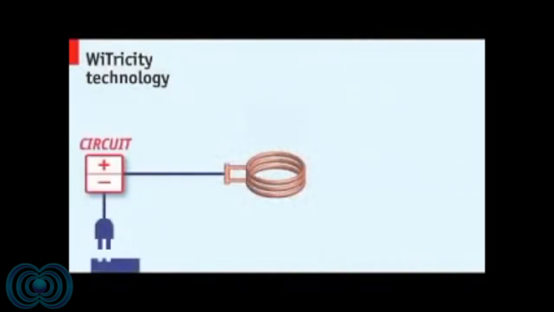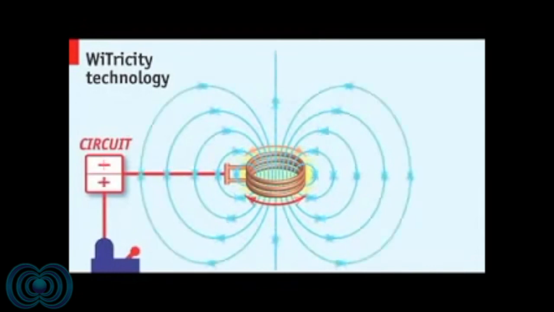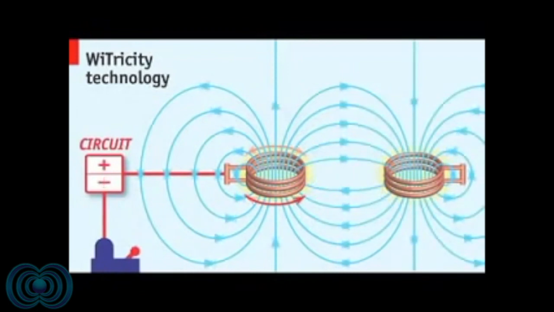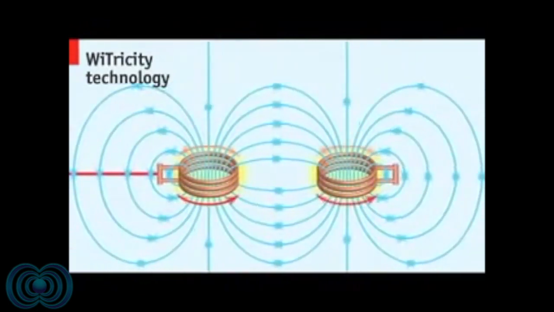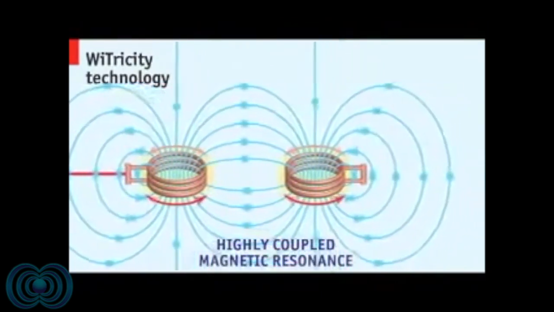The coils that Witricity uses to transfer power wirelessly are magnetic resonators. First, a rapidly oscillating electric current is applied to a coil at its specific resonant frequency. This creates a magnetic field in the region around the coil. Tune a second coil to the same resonant frequency as the source, and it will couple, resonating anywhere within that region and converting the oscillating magnetic field into an electrical current within the second coil. This response is called highly coupled magnetic resonance.